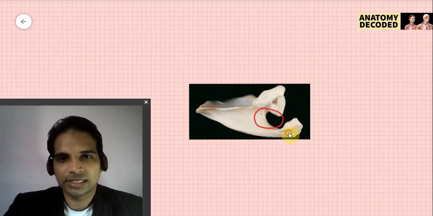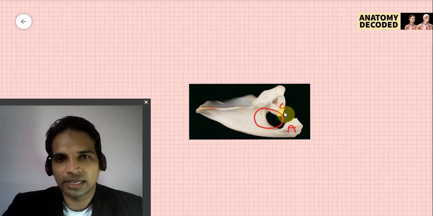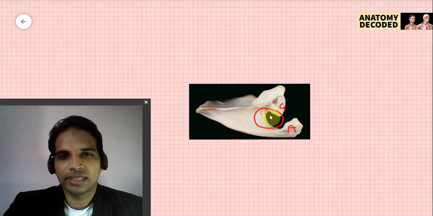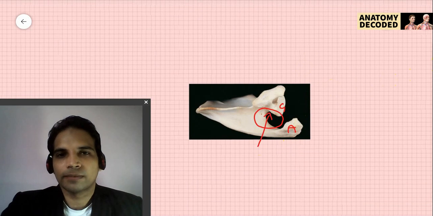Here we can see this is the spinoglenoid notch. This is the acromion process, and here is the glenoid cavity. In between them, this space which is seen is the spinoglenoid notch of the scapula.